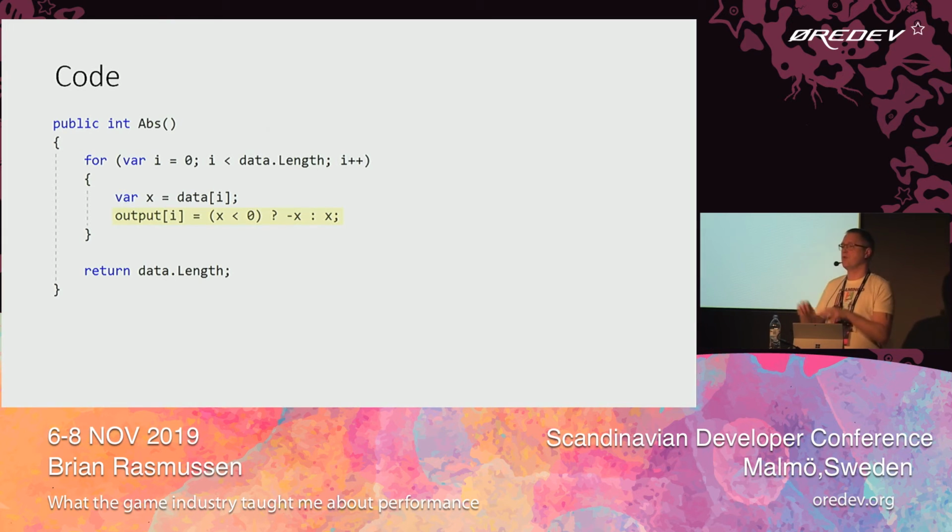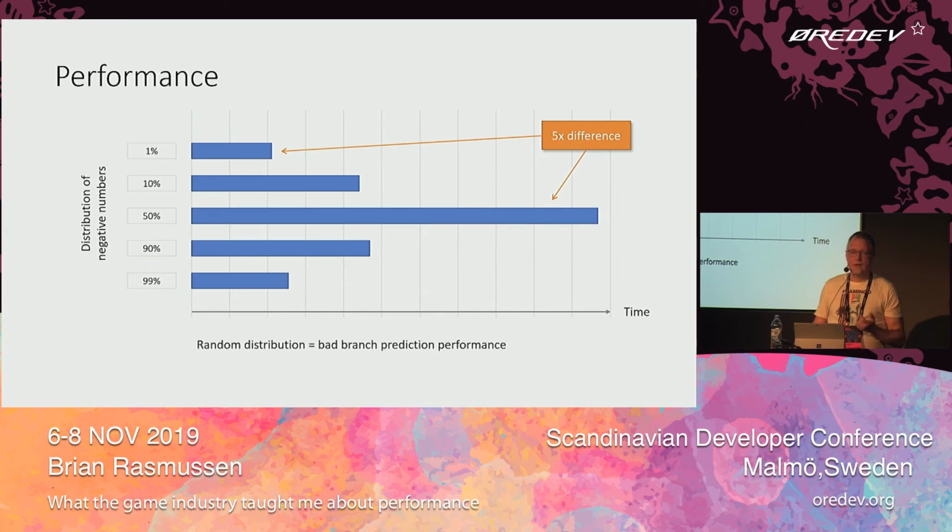Now, we can run this code, obviously, against different sets of data, and let's see what that does. The graph here shows that depending on the frequency of negative numbers in our data set, the runtime changes quite a lot. On the top, we have a data set that only has 1% negative numbers. Then in the middle, we have the 50-50, so half of the numbers are negative and half are positive. And at the bottom, 99% of the numbers are negative. There's a 5x difference between the best case and the worst case here.